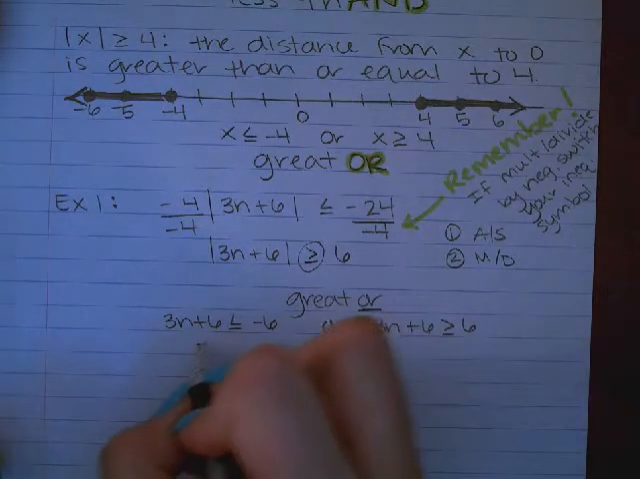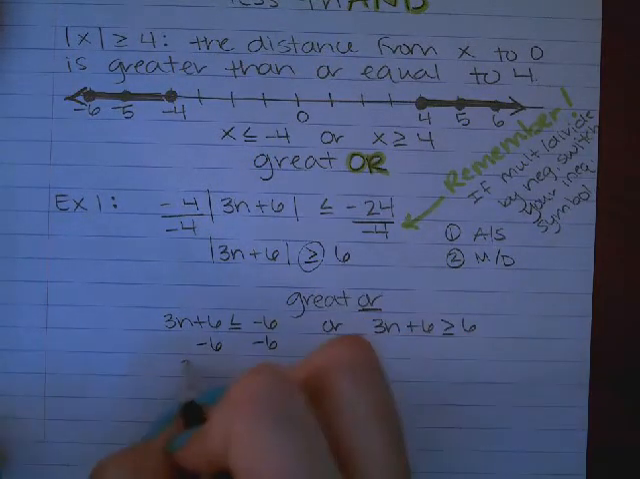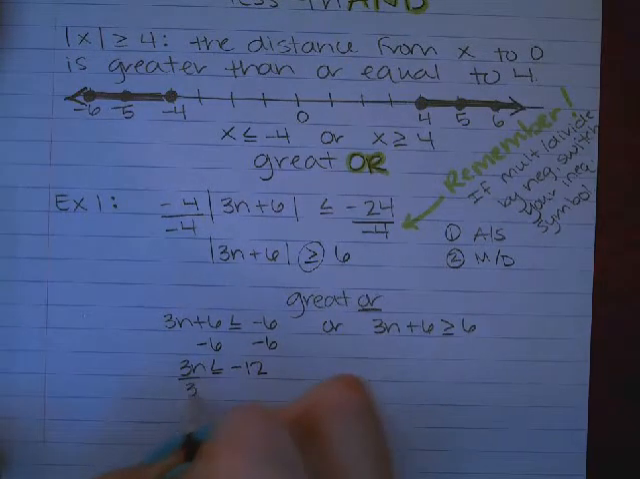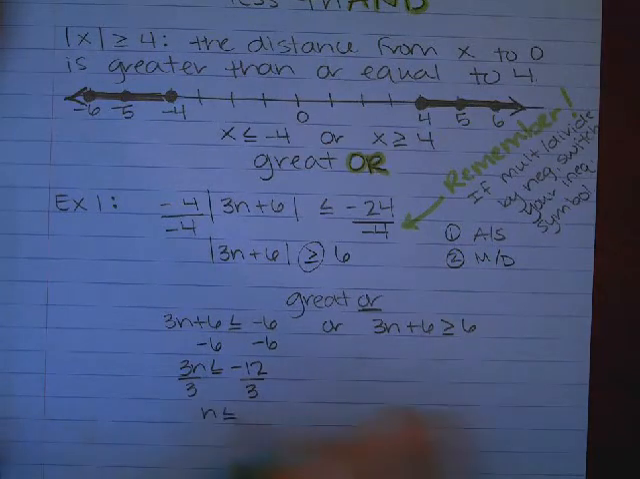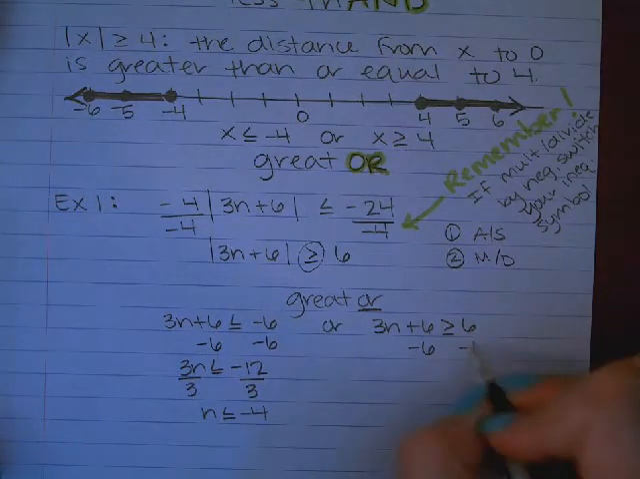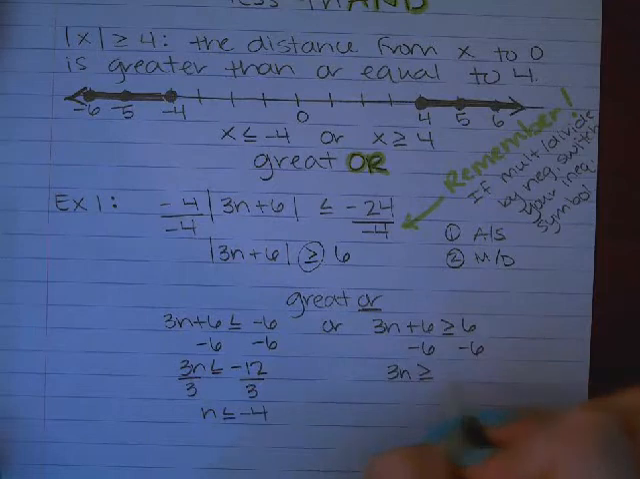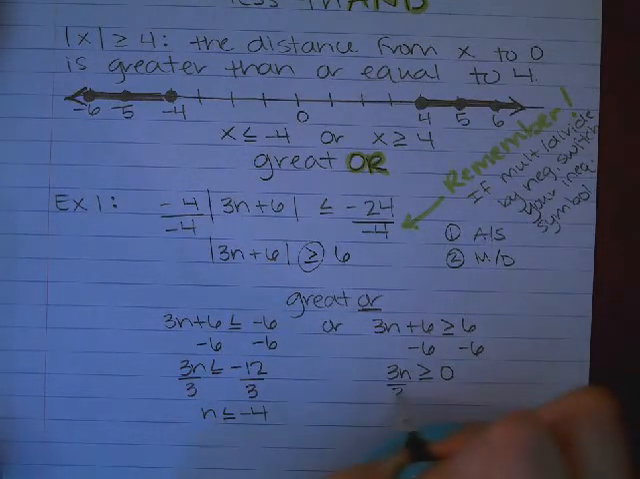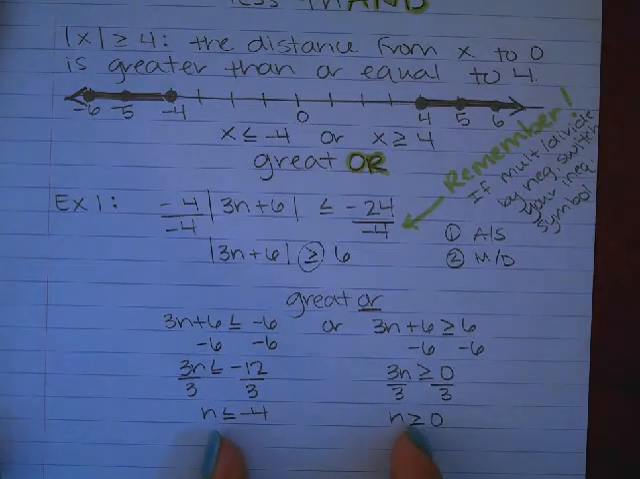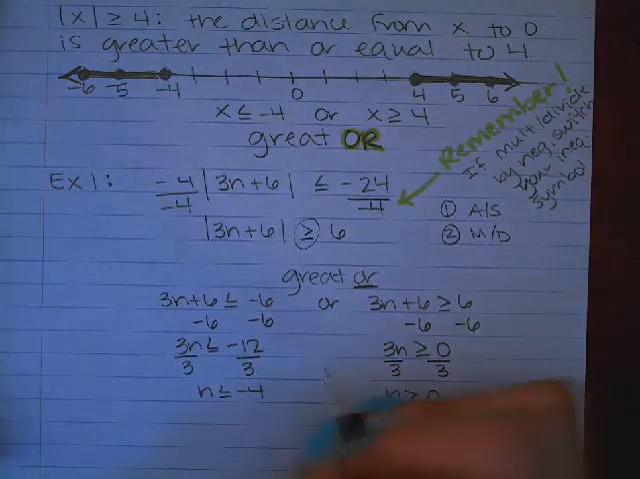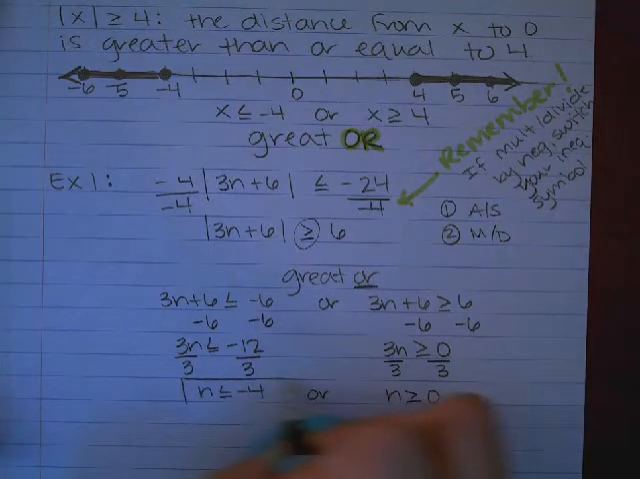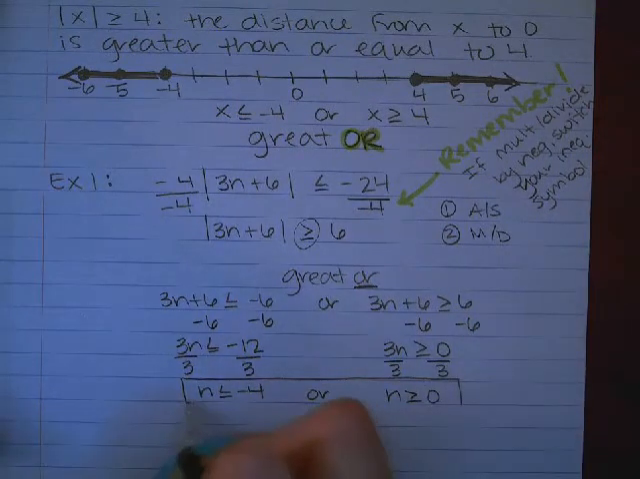So I will subtract 6, and I get 3n is less than or equal to -12. Divide by 3, n is less than or equal to -4. Then over here, I'll subtract 6. 3n is greater than or equal to 0. Divide by 3, n is greater than or equal to 0. So again, you can see that when I get down at the end, my arrows are going opposite directions. So my final answer for this problem is that n is less than or equal to -4, or it's greater than or equal to 0.